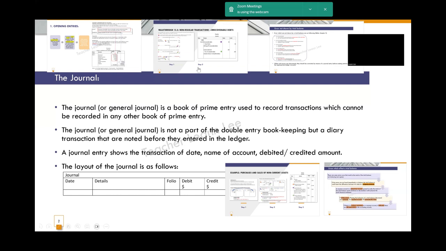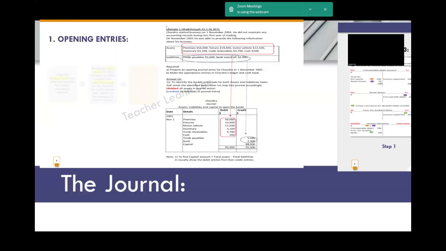Now, what is the general journal's role as an accounting record for the daily transactions? Except for the credit sales and credit purchases, everything I will put into the general journal, just like I mentioned.